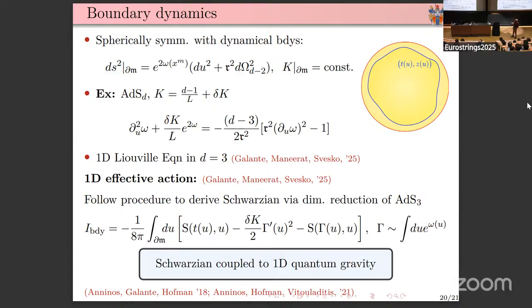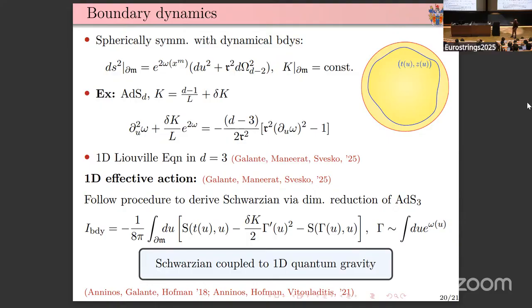You can ask, okay, what is the effective action of this 1D Liouville equation? And essentially, if you follow the same procedure that you would have done for, say, deriving the Schwarzian description of AdS JT gravity, what you find is that the boundary action that governs this dynamics is given by the following. This first term is just the usual Schwarzian that we have for the T of U parameterizations as you put your boundary inside of your space.